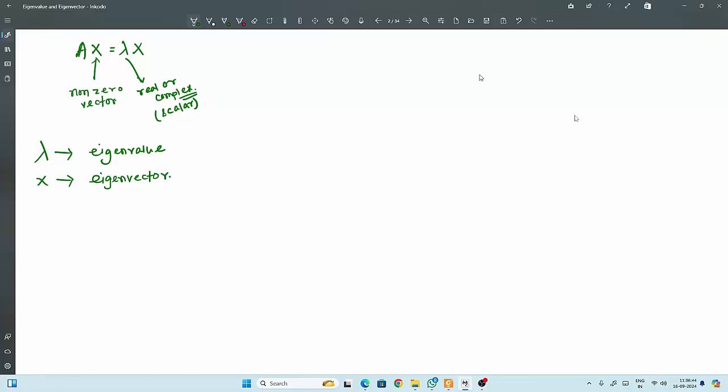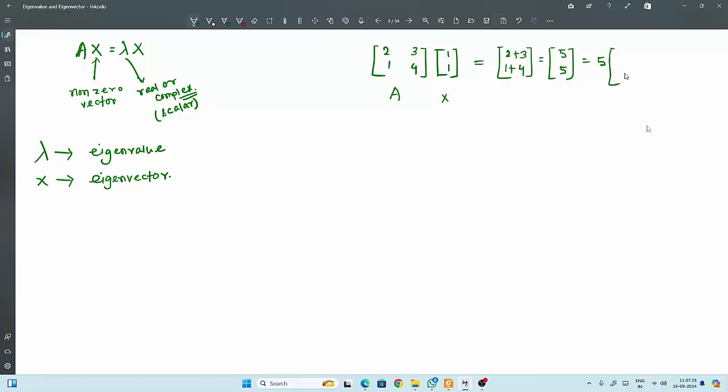Now if I give one example, it will be more clear to you. Take the matrix [2 3; 1 4], which is a 2 by 2 matrix. This is your capital A. Let me multiply it by the vector capital X, which is [1 1]. Now calculate: 2 into 1 plus 3 into 1 is 5, and 1 plus 4 into 1 is 5, so you get [5 5]. If you take 5 common, you get 5 times [1 1].